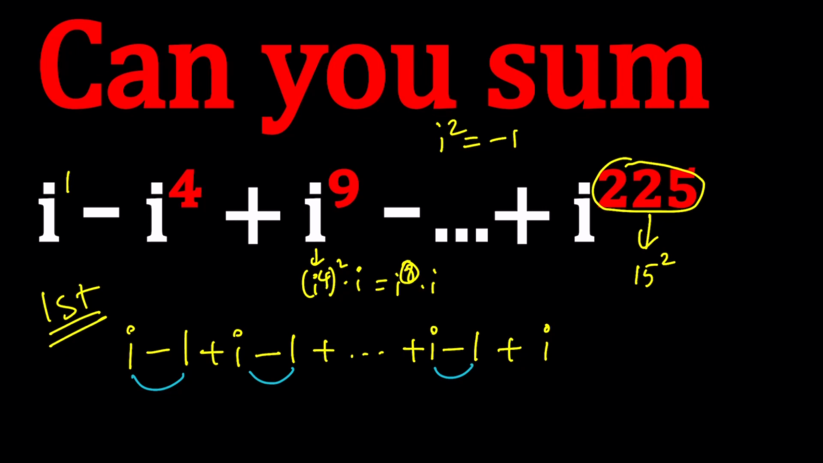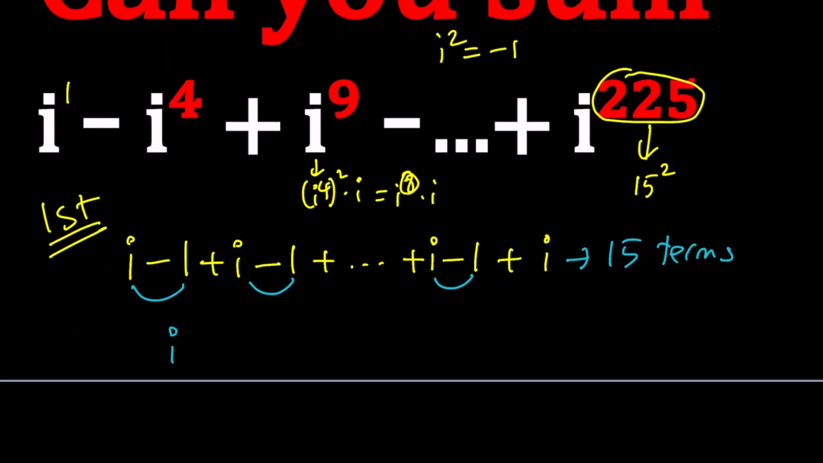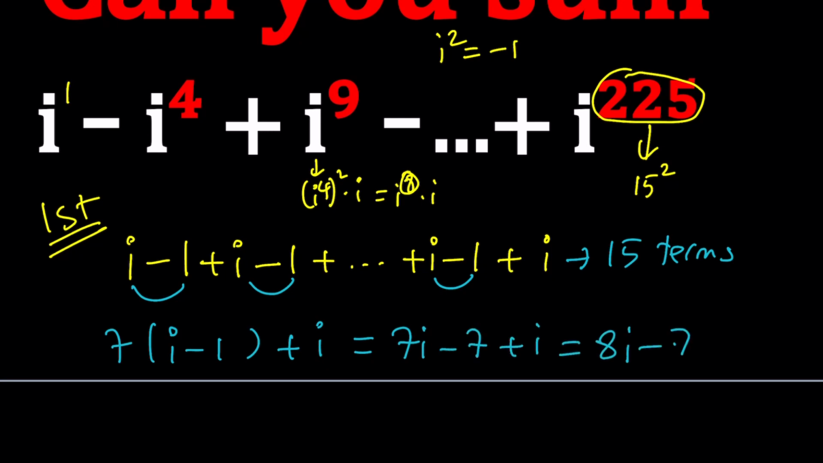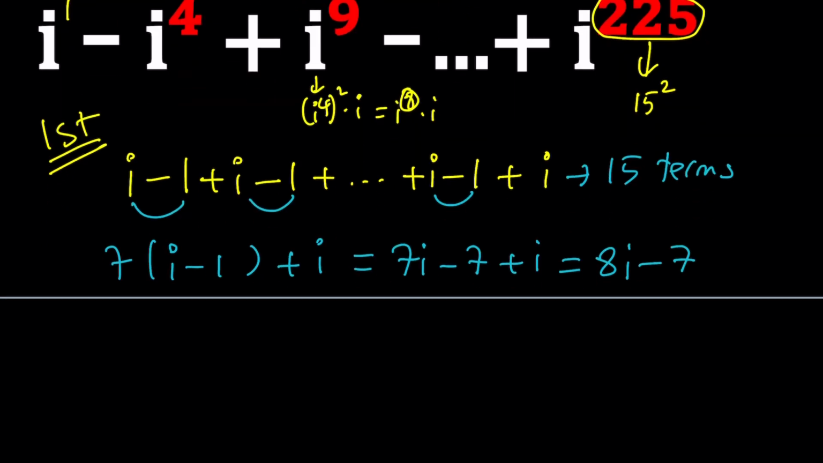We have a bunch of i minus 1s plus an i. How many i minus 1s do we have? Since we have 15 terms, there should be 7 pairs plus the i. So we have the i minus 1 seven times plus another i. That's going to give you 7i minus 7 plus i, and then you can write it as 8i minus 7. Now, you can also write this as -7 plus 8i in the most standard form, right?